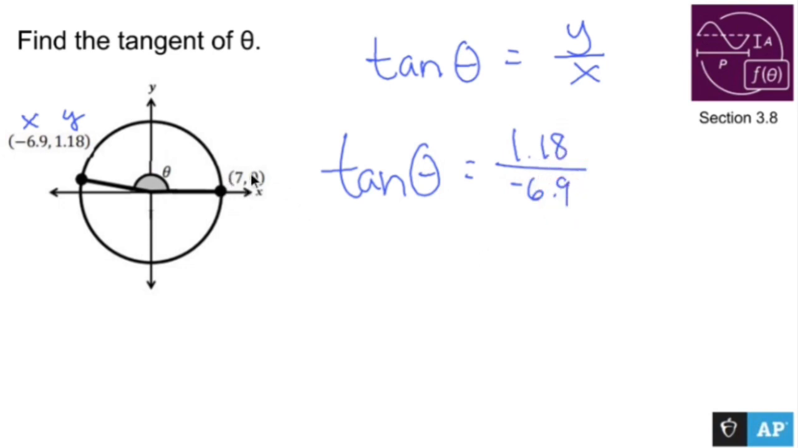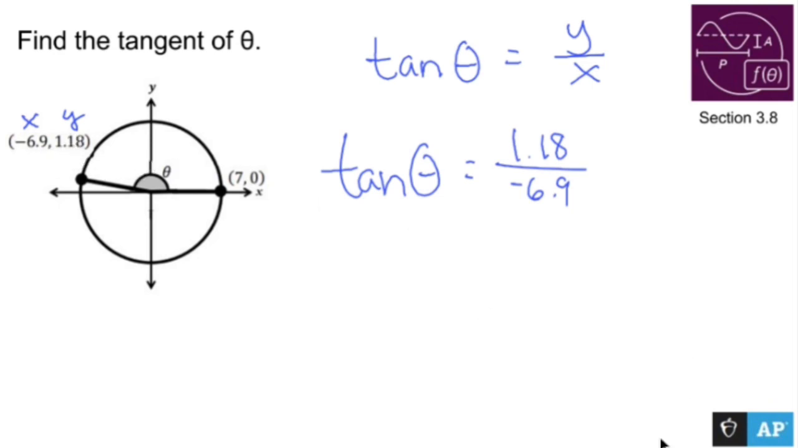Now, this is not the regular standard unit circle. This has a radius of 7, but that doesn't really affect us in any way because we have the point. So if you're worried about how we incorporate that 7, you don't, because it's already incorporated in these points by the fact that we have negative 6.9 and 1.18.